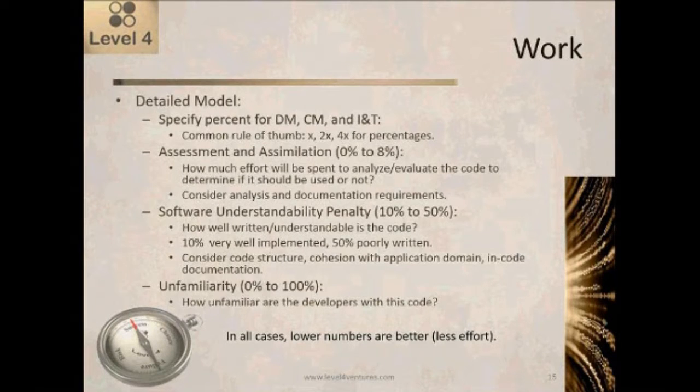Okay, and it's actually, the detail model is 6 different pieces. We have the 3 that are the same ones as the other models, which are design modification, code modification, and integration and test effort, each of which will vary between 0% and 100%. And then we have the assessment and assimilation effort, the software understandability penalty, and the unfamiliarity, which is familiarity or unfamiliarity of the team or the developers with the code.